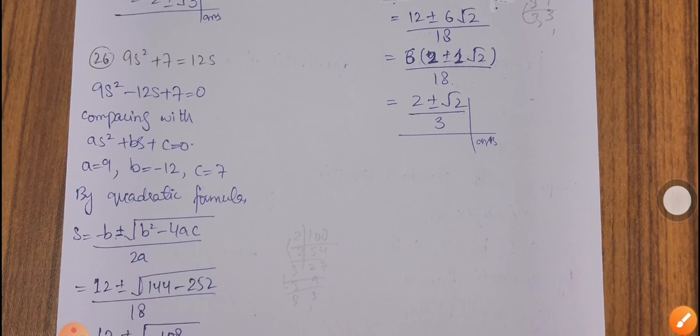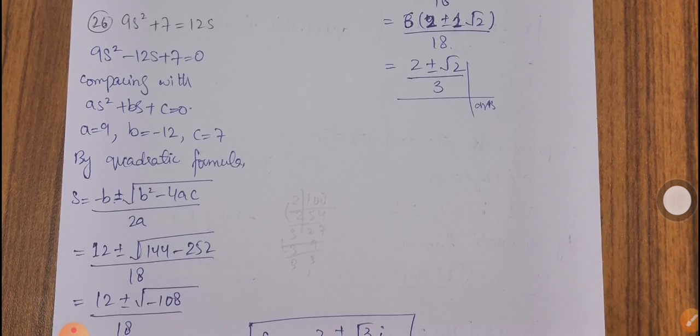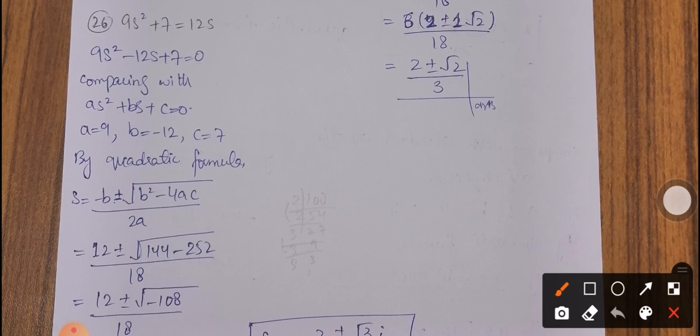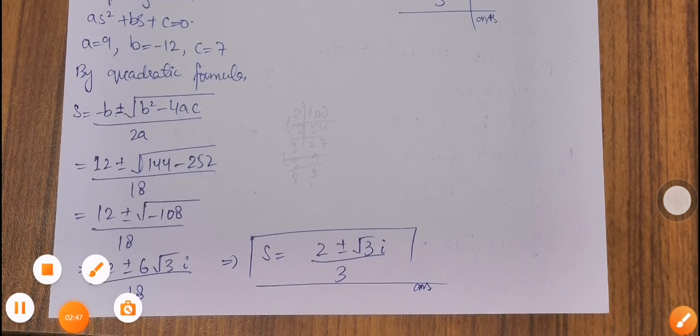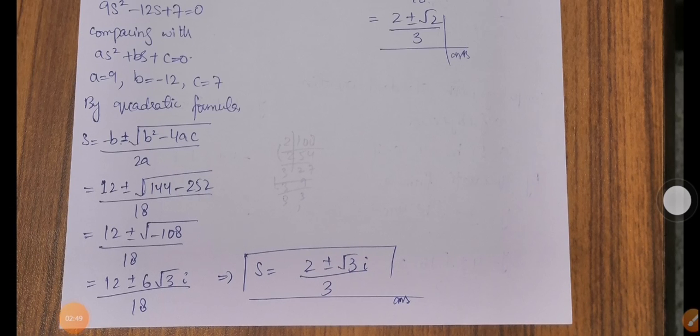Then we have question number 26: 9s square plus 7 is equal to 12s. Again, at first we will make 0 on the right hand side, as 9s square minus 12s plus 7 is equal to 0. Comparing it with the standard form of quadratic equation, a is 9, b is minus 12, and c is 7. Inserting the values in the quadratic formula, we get a complex number as an answer. You can see that these are basically calculator based questions. You just need a calculator, and you have to remember the quadratic formula when you solve any quadratic equation with its help.